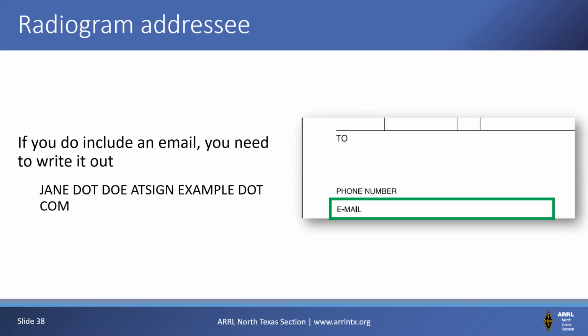If you do include it, then you need to write it out. So like for this example, if it was jane.doe@example.com, then it's jane dot doe, at sign or at, example dot com. We spell all of those things out. We don't put a period or anything like that, because again, you're relaying it on the air. So how do you say a period? I mean, you would spell it out to indicate there is a dot there.